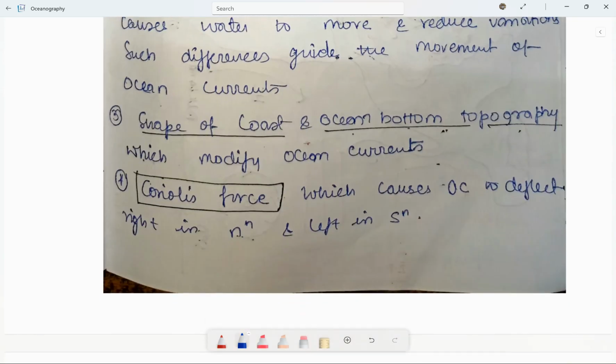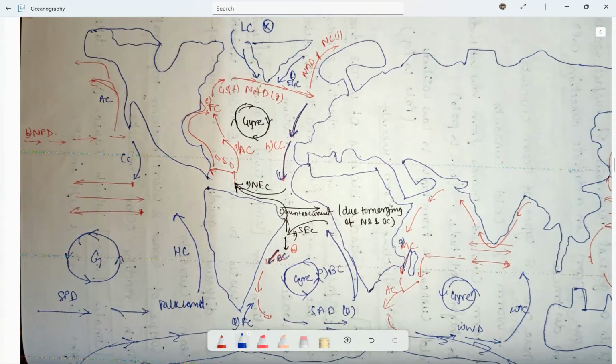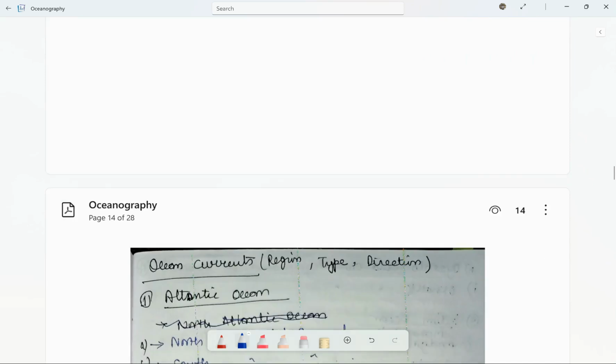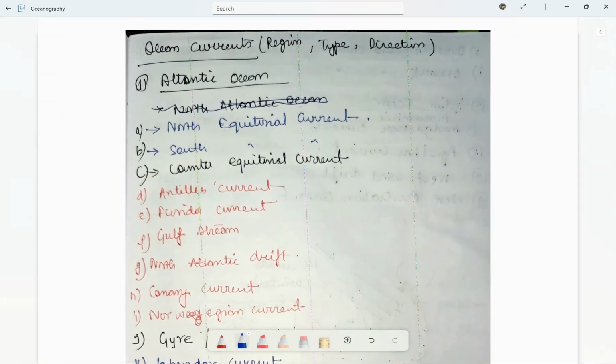Coriolis force, if the winds or the ocean currents they deflect right moving in the northern hemisphere and left if they move in the southern hemisphere. Next comes, so this is the diagrammatic presentation of how the ocean currents are flowing. ओशन करेंट्स में अगर बात करें, अटलांटिक ओशन में वी सी वेरियस फॉर्म्स ऑफ करेंट्स.